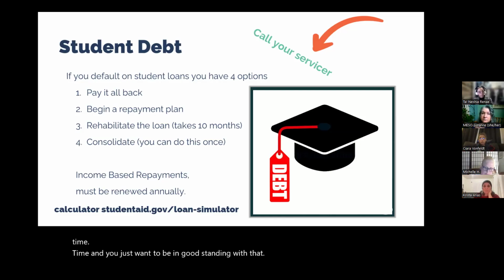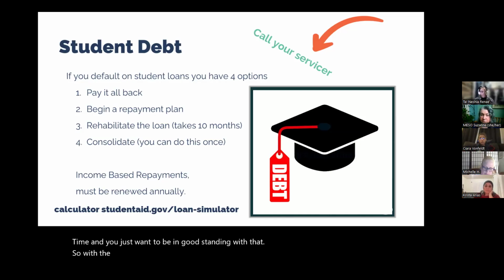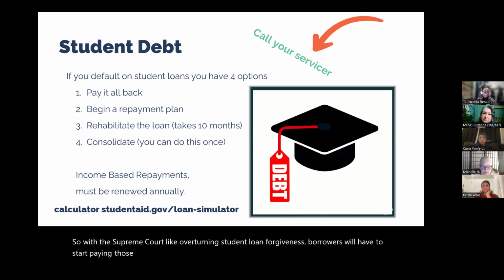So with the Supreme Court overturning student loan forgiveness, borrowers will have to start paying those loans back. And that was in October of 2023, right, in that time period?